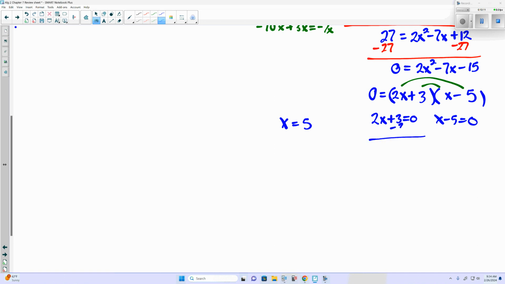For the one on the left, we would now subtract 3, telling us 2x is equal to negative 3. Divide by 2, telling us x is negative 3 halves. For our x minus 5, well, add 5, telling us x is 5. We already had that. So these are our two solutions. Since the restrictions were 3 and positive or negative 3 square root of 3, they didn't show up, so both answers work.